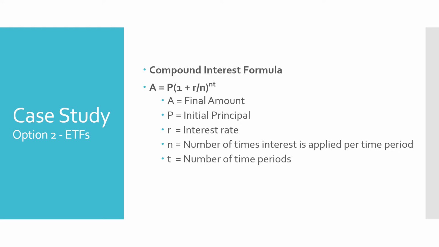So let's look at option 2 now, if John decides to invest in ETFs instead. The compound interest formula is as follows. A = P(1 + R/N)^(NT), where A is still the final amount, P is still the initial principal, R is still the initial interest rate, but N is the number of times the interest is applied per time period, and T is equal to the total number of time periods.